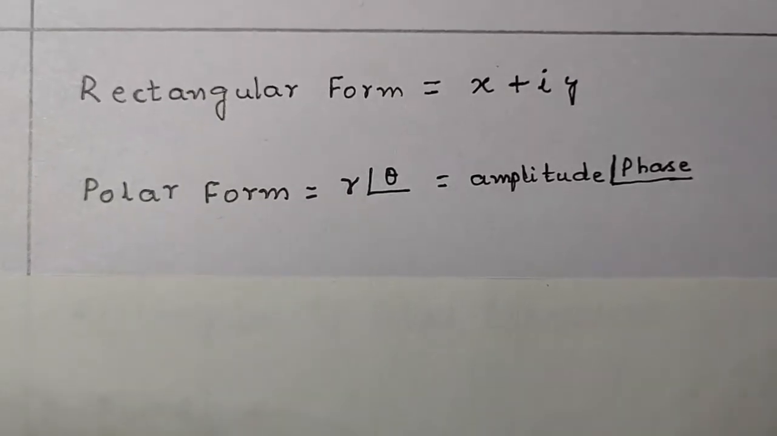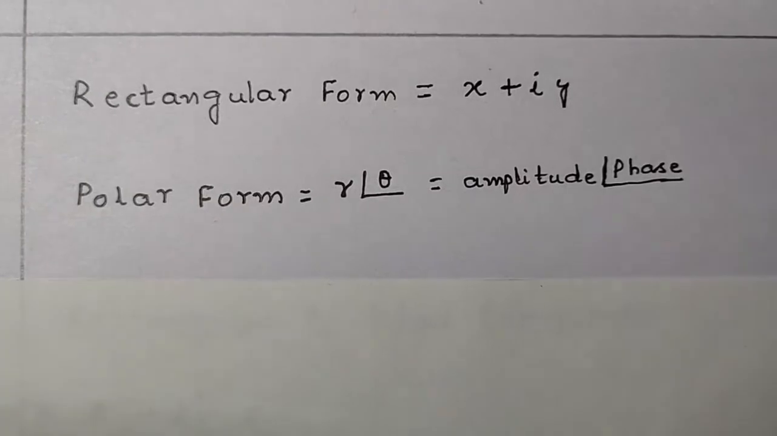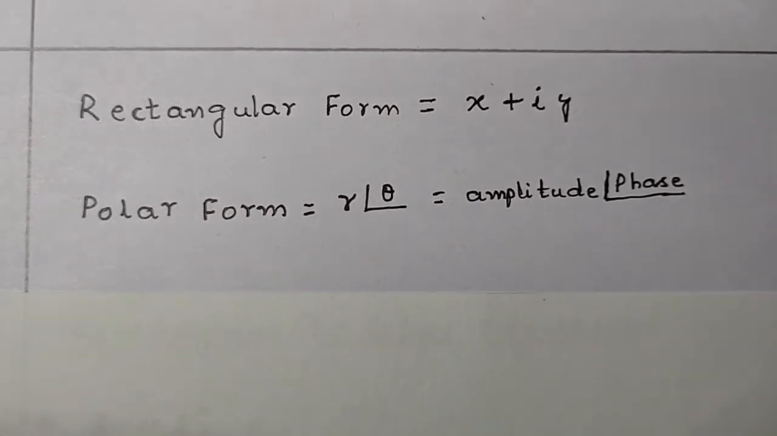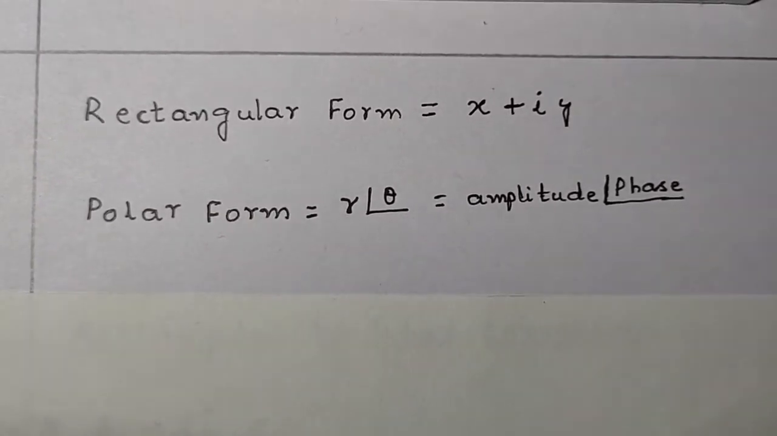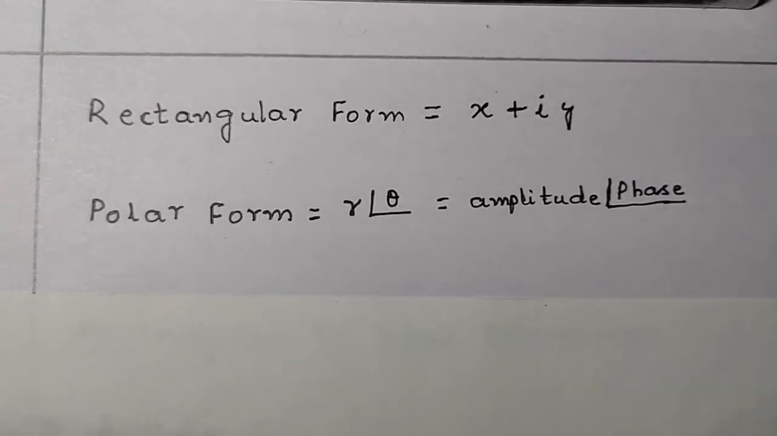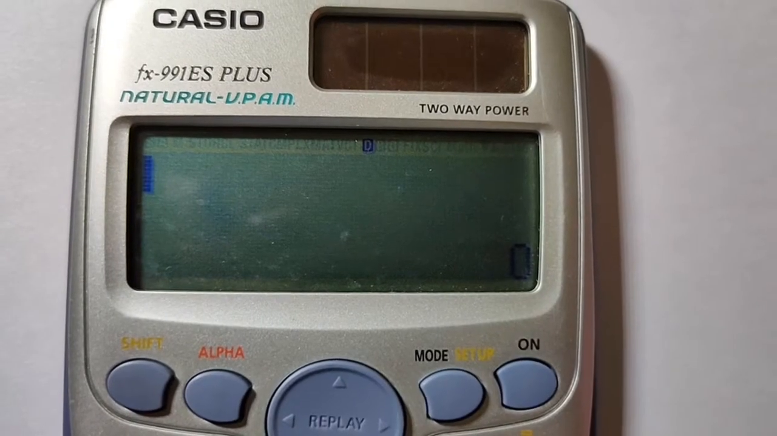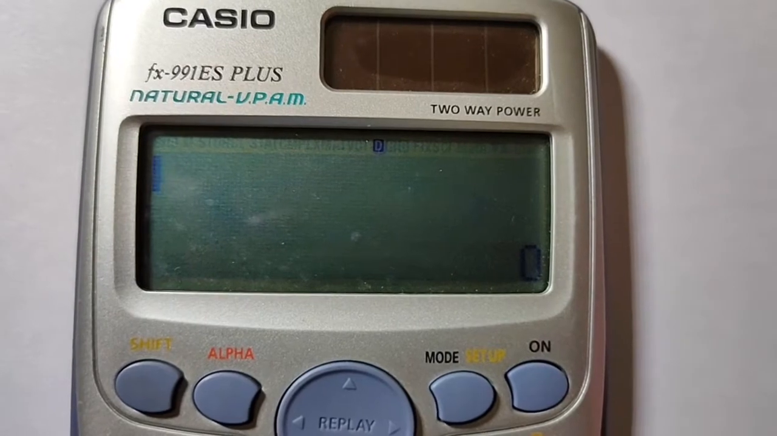In this video, I'll be showing how to convert from rectangular form to polar form and polar form to rectangular form using the calculator. That is the Casio FX 991 ES Plus.